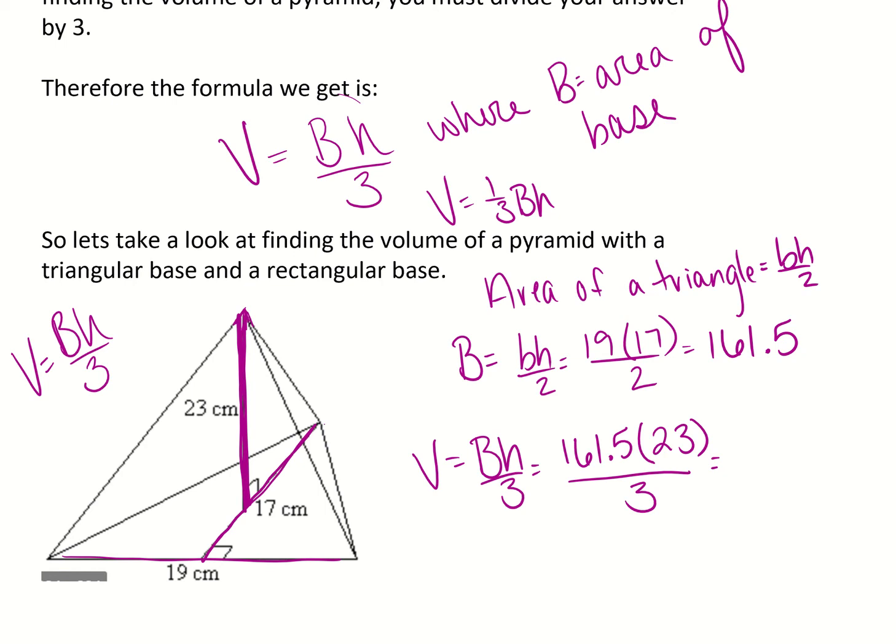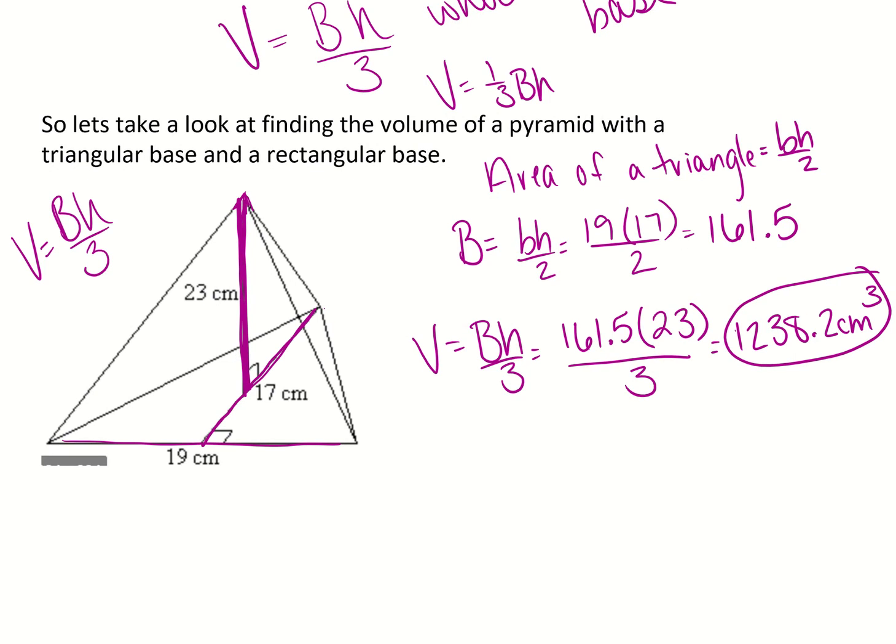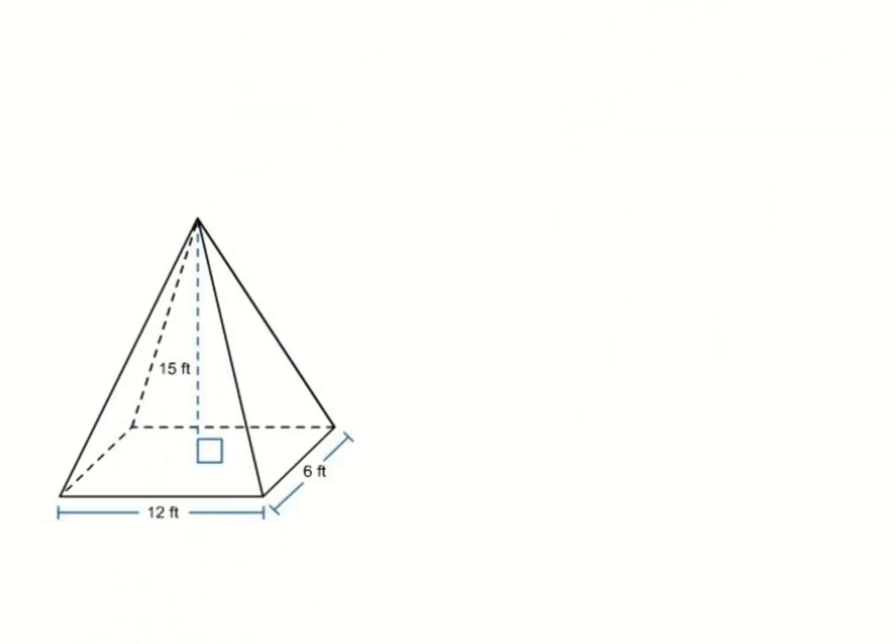So now we're going to evaluate. 161.5 times 23 is 3,714.5, and that divided by 3 is 1,238.16, so we'll round that to 1,238.2. And our units are centimeters, and don't forget, anytime we're talking about volume, my units are cubed. Ta-da! There we go.